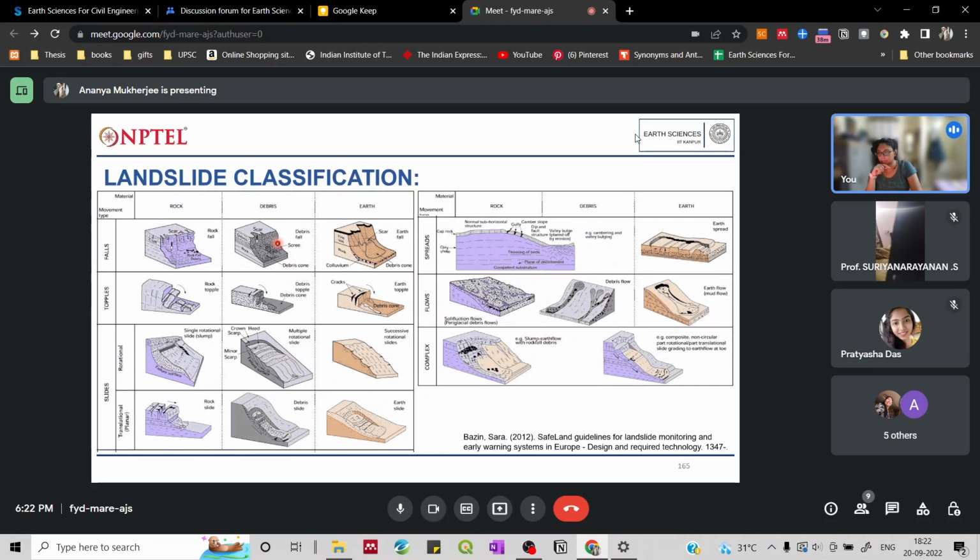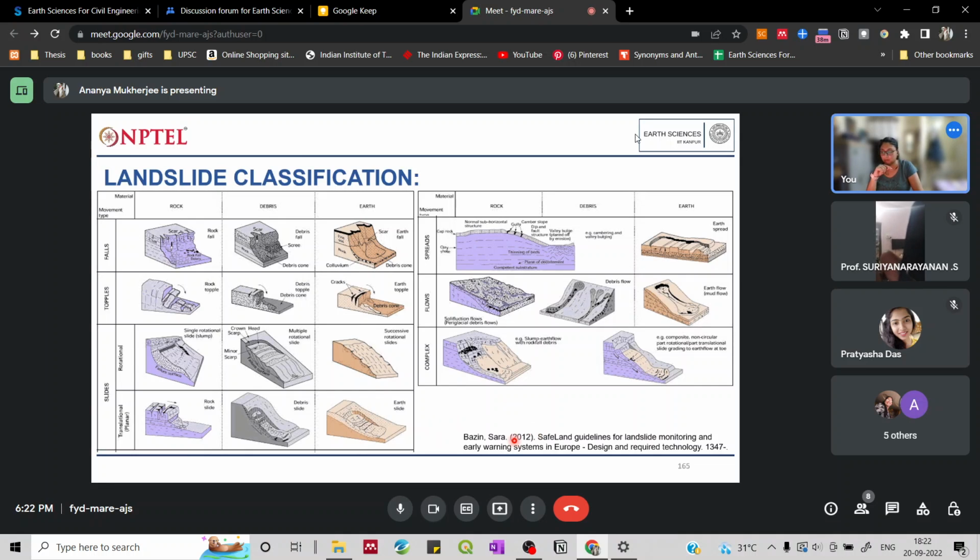Then there is debris. As I said, debris is a mixture of a lot of things, so this will fall down. Then you have the earth fall. Okay, so this you can see is forming another lobe kind of structure. That is because of the material that is present. Then you have topple, so you have rock topple, debris topple, and earth topple. Again, you can see it is along these vertical kinds of planes of weakness. Then you have slides, so you have rotational, and then you have translational.